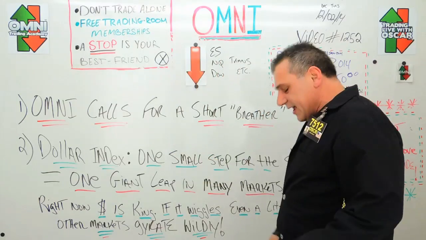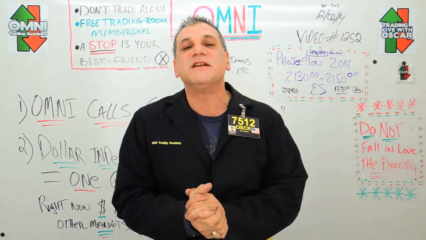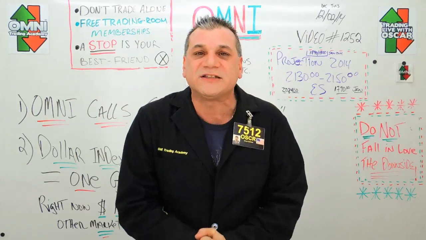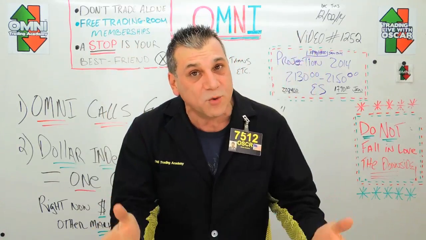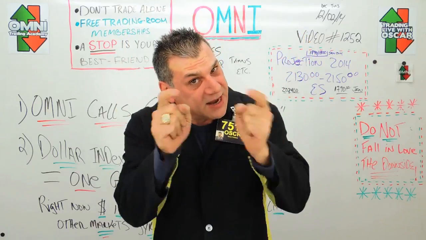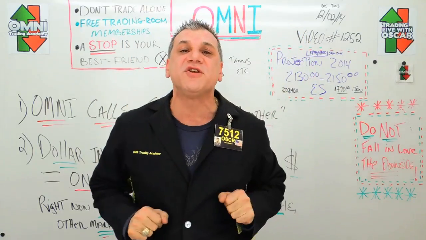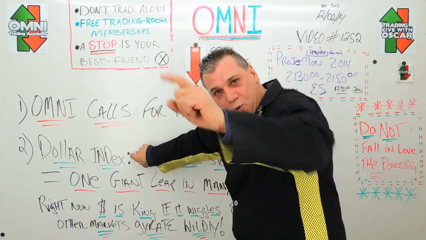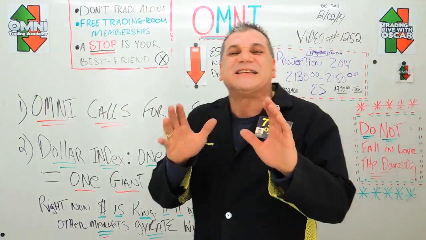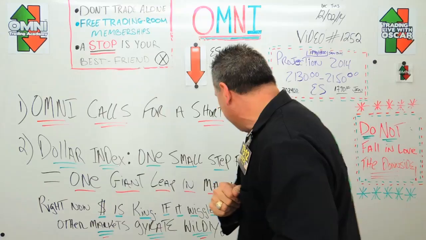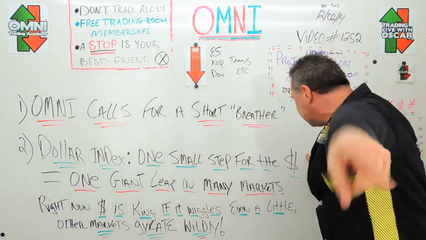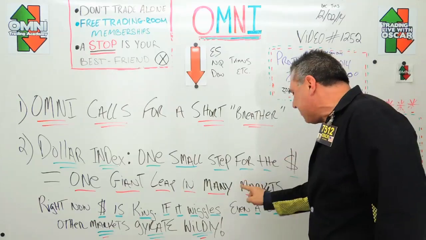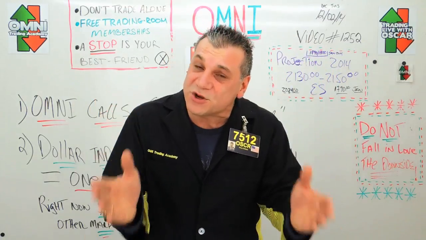The dollar index. Traders, you've seen an insane amount of volatility in the metals and some grains in the markets themselves. Why? I will tell you why. You haven't been paying attention if you don't know why, because it's staring you right in your face if you're an analyst. The dollar index is why. The dollar index is king right now, and here's what I've got to say. The dollar index, one small step for the dollar equals one giant leap in many markets. And that's what you've seen today.